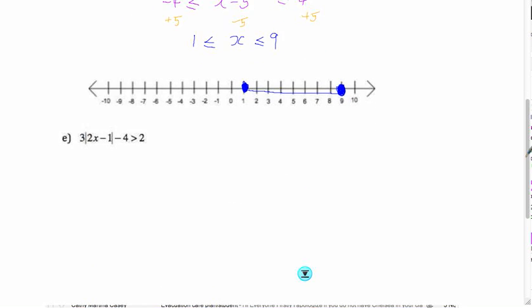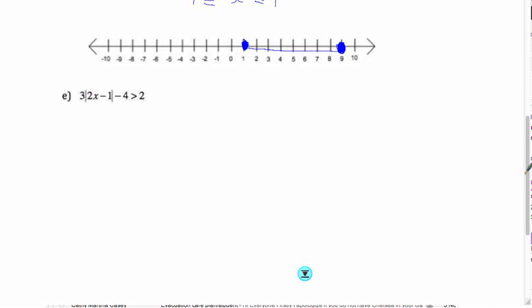Okay. And for the final example you needed to try, what we have here is our greater than absolute value, and this is more complicated because we also have a coefficient in front. As mentioned several times, you do not distribute the 3 in, and we do not drop the absolute value unless and until we have isolated it and rewritten it as a compound inequality.